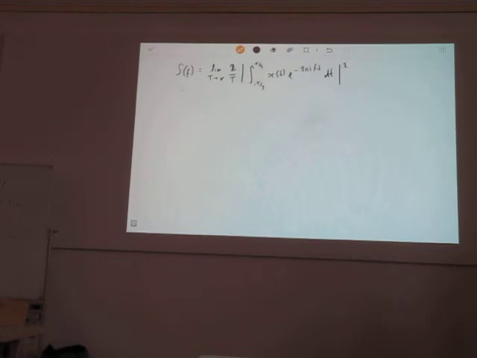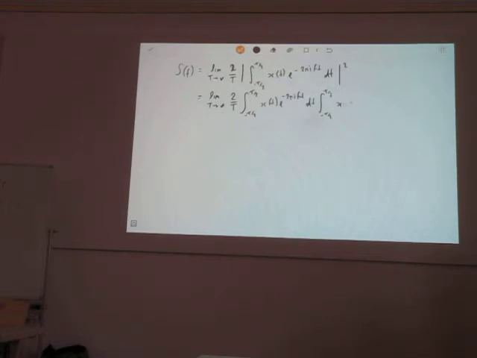So, plowing on, this is the most mathematical bit of the whole 3 hours. We can take this and expand it, and just keep going. As T tends to infinity, T over 2, I'm going to write these integrals as two separate integrals now. The integral from minus T over 2 to T over 2 of x of t, e to the minus 2 pi i f t, dt, multiplied by another integral, but it's going to be the complex conjugate.